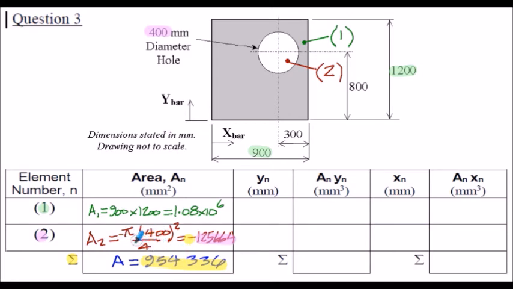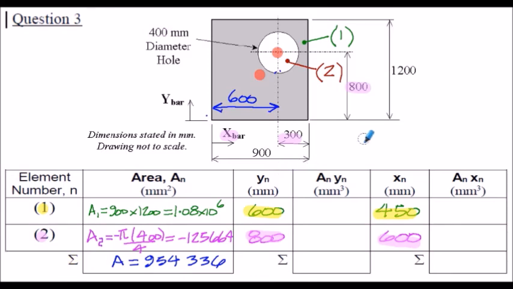I've used the formula pi d squared upon 4 here. You may want to use pi r squared. But the area here is negative 125,664 millimeters squared. So when we summate the areas in the bottom row, we have 1.08 multiplied by 10 to the 6 minus the 125,664. So that's where we get the 954,336 millimeters squared total area from.